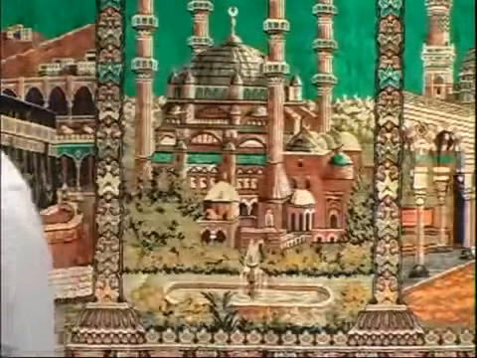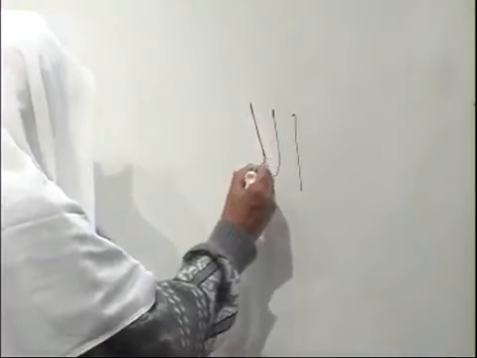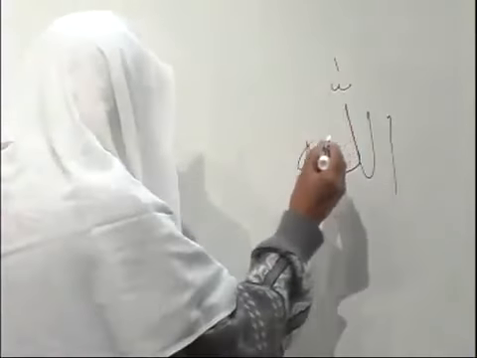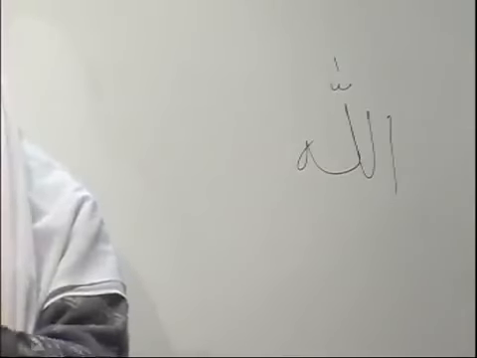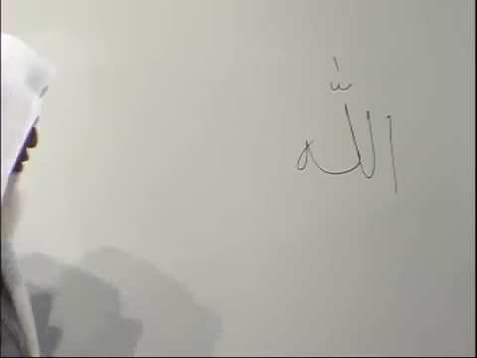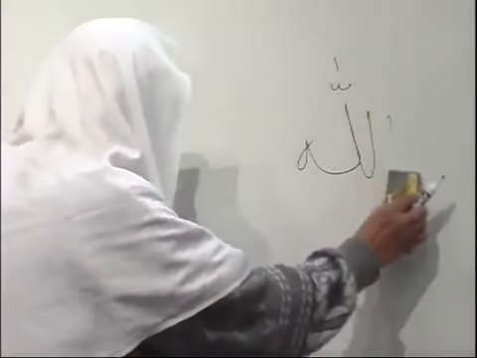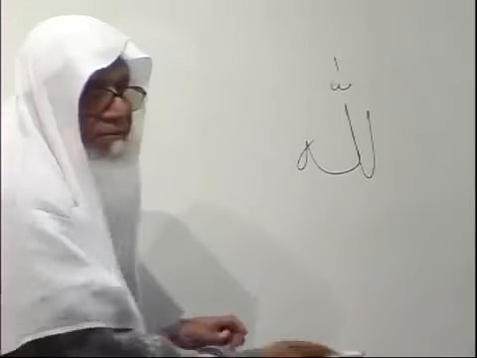But in one case, the alif is retained. It's ya Allah. You don't say ya Allah without it; the alif is retained. Hamzatul wasl is retained in this case. But in other cases, it is omitted. If you want to write lillahi, for Allah, or belonging to Allah, you just omit the alif, it becomes lillah.